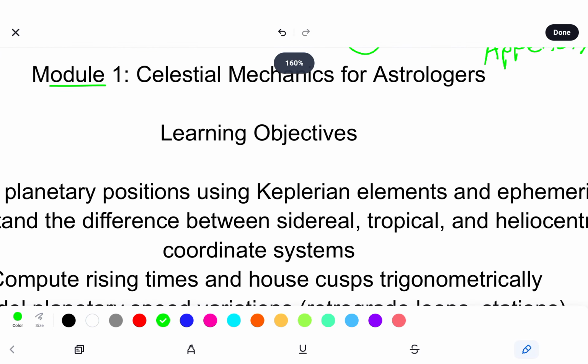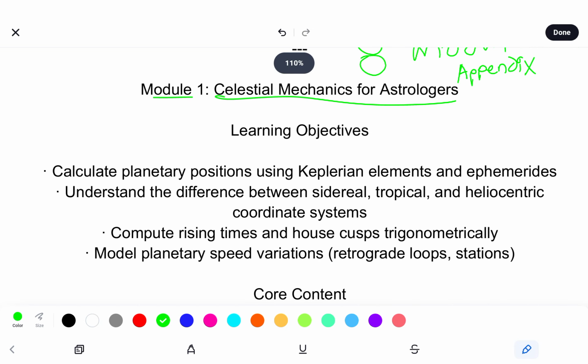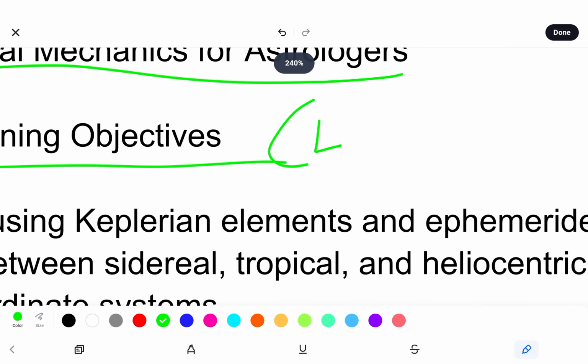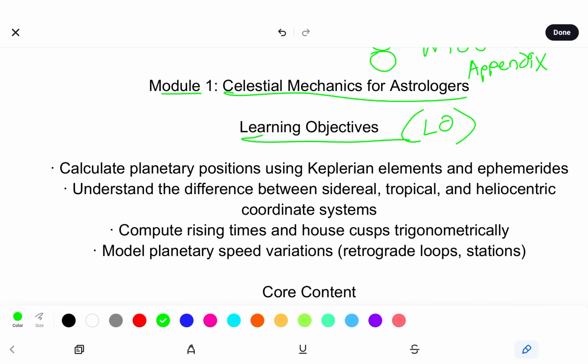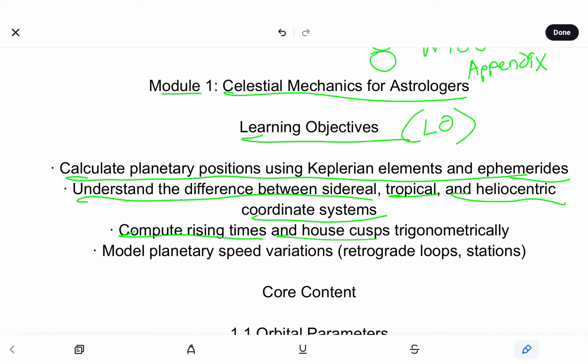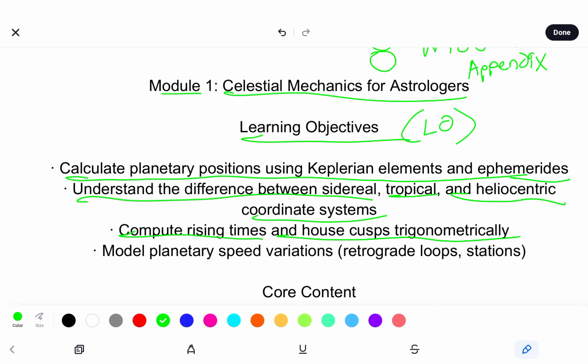So our first module is Celestial Mechanics for Astrologers. We have our learning objectives, which we'll say are LO. We have a few of them here. Calculate planetary positions using Keplerian elements and ephemerides. Understand the difference between sidereal, tropical, and heliocentric coordinate systems. Compute rising times and house cusps trigonometrically. Model planetary speed variations, all right? Retrograde loops, stations.